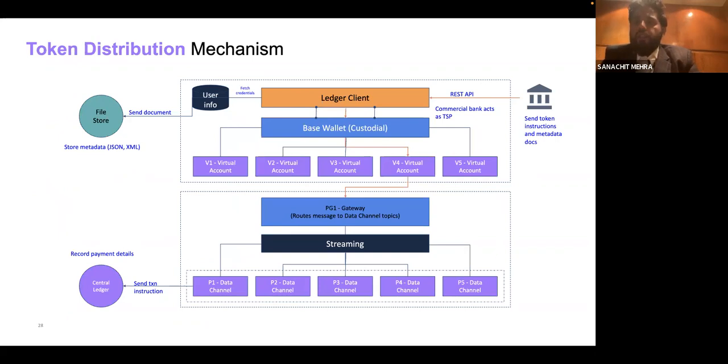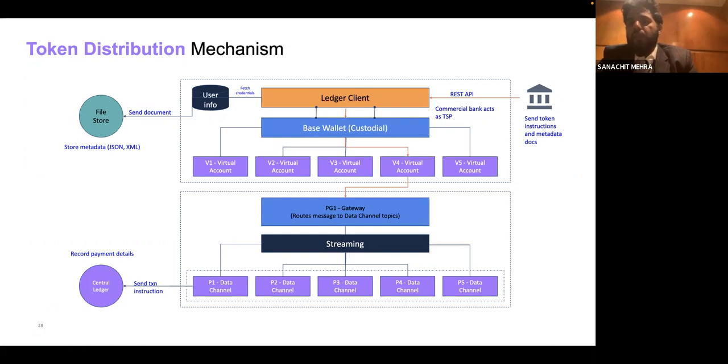So a very quick look at how this entire value chain would go. Like I said, the RBI would send these tokens to a ledger client. The ledger client effectively is a node. It's not a blockchain node. It's an abstraction of what a commercial bank is using to interact with the central bank. So this ledger client would accept the distributed balances from RBI and then transfer them to wallets.